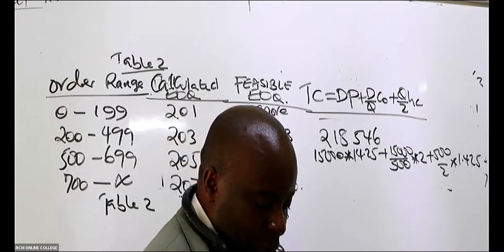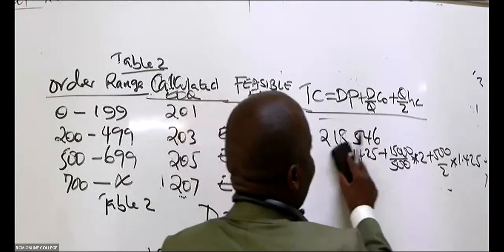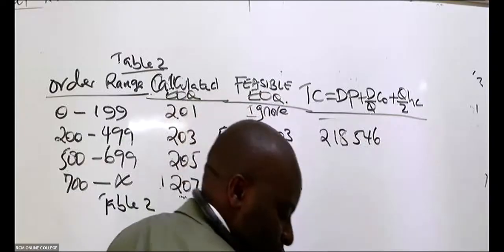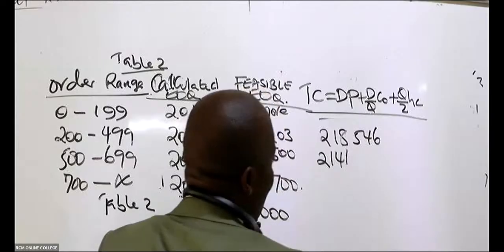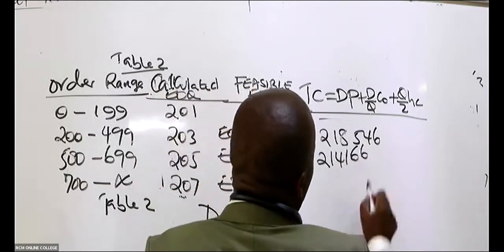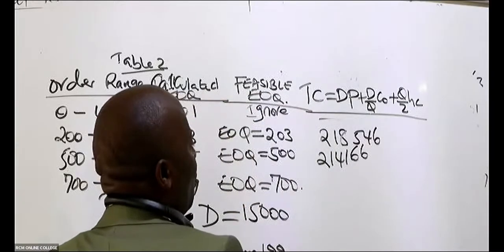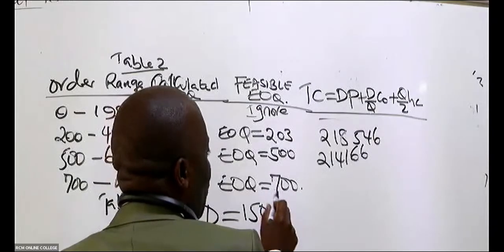According to Yetember, we're getting 214,166. Melikaku has also been able to confirm. So please go ahead and also evaluate the EOQ of 700, the fourth class.